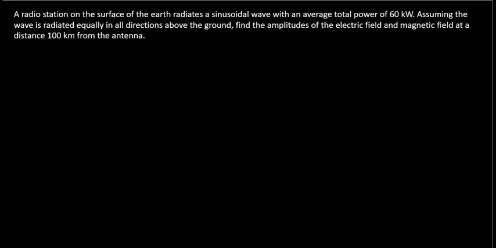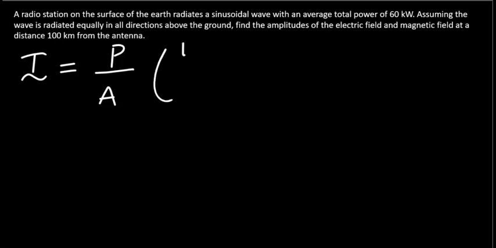Problem 2. A radio station on the surface of the Earth radiates a sinusoidal wave with an average total power of 60 kilowatts. Assuming that the wave is radiated equally in all directions above the ground, find the amplitudes of the electric field and magnetic field at a distance 100 kilometers from the antenna. So the first step is to determine the intensity of this wave. Intensity is given by power over area. Note that it has units of watts per meter squared.